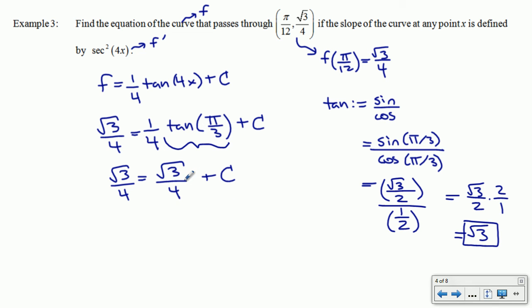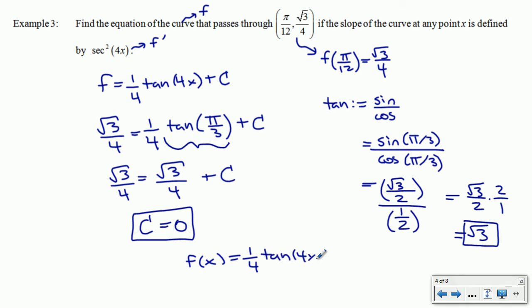Now if we solve for c, we need to subtract root 3 over 4 from both sides, and we find out that c is equal to 0. So ultimately, the function is going to be 1/4 tan of 4x, and that's it. This is our function that passes through this point, and the slope is defined by this.